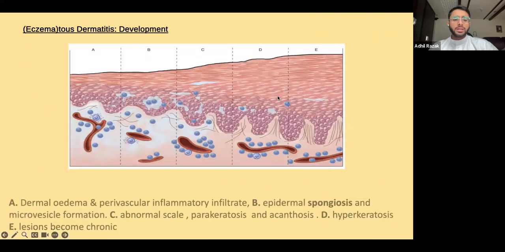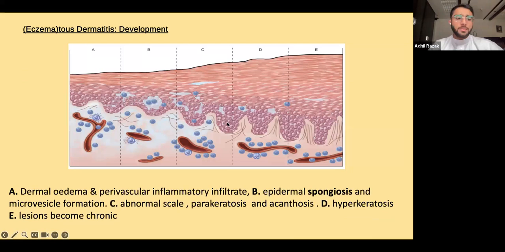All right, quickly going over how eczema is developed. Let's start with A, which is dermal edema and perivascular inflammatory infiltrate. At this point, there is edema being formed, it is getting swelled up, and the perivascular inflammatory infiltrate is also happening. It releases the cytokines and it swells up. The neutrophils release stuff and it swells up. I'm not going to get into too much detail about it. I don't think you'll be asked in detail about the development anyways, just steps.